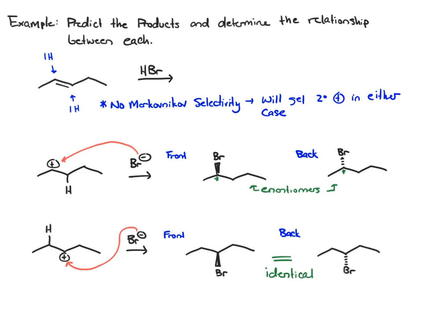Then if you want to know the relationship between one of the top products and the bottom product, we have the same formula but a different atom connectivity. The bromine goes from carbon 2 to carbon 3. So those would be constitutional isomers.